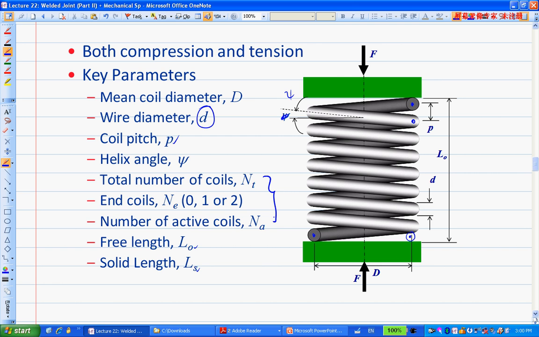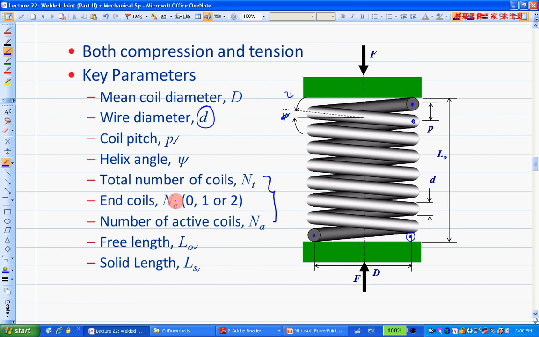Okay, NT, total number of coils. This is actually not bad. Total number of coils. So what does it mean? Basically, you start to count, right? 1, 2, 3. So how many turns does a spring have? That's the total number of coils.